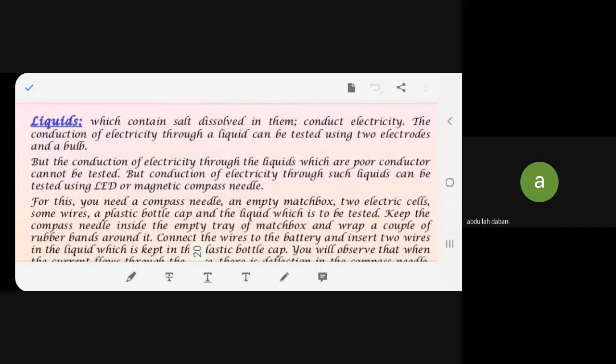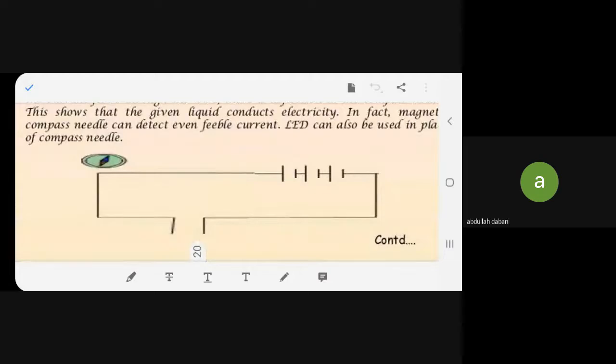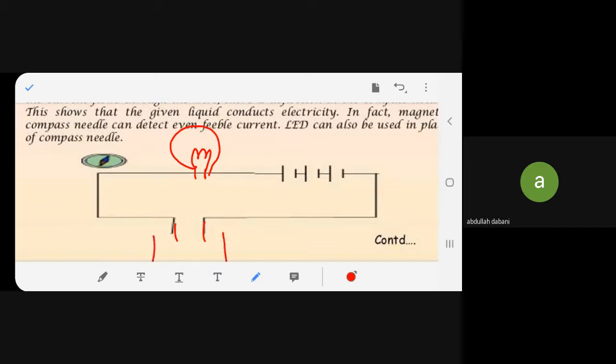We take a liquid and dissolve salt into it. We know that the salt solution conducts electricity. What we do? We will take one bulb and two electrodes. See over here, these are two electrodes, and in between we can put a bulb. And this is the salt solution. Got it?